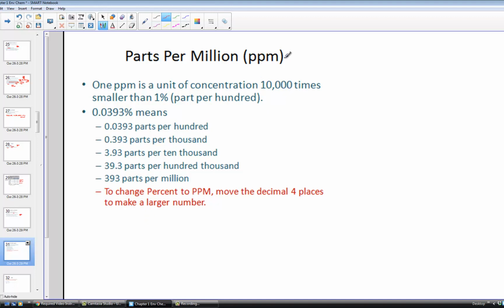This slide talks about parts per million. It is a unit of concentration that's 10,000 times smaller than 1%. 0.0393% means 0.0393 parts in 100 parts. It means 0.393 in a thousand parts. See how we slid the decimal? 0.0393 in 100 parts. Well, it's 0.393 in 1,000.